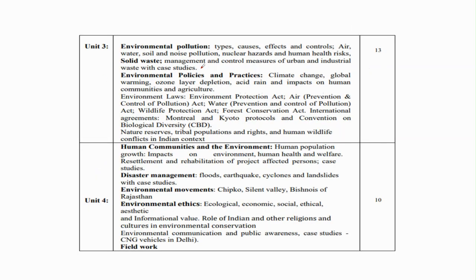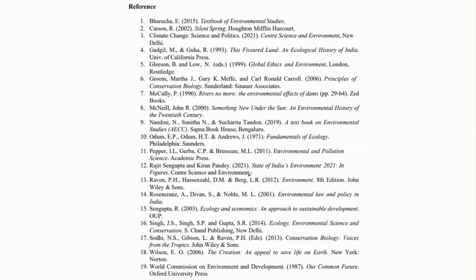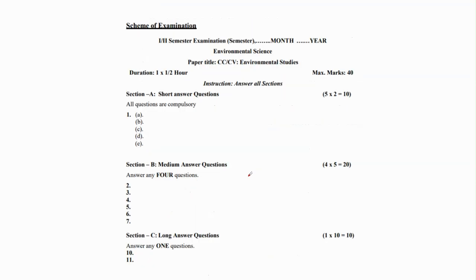These are the first 2 units, and then the third unit is environmental pollution. You will be learning about environmental policies and practices. Then unit 4 is human communities and environment: disaster management, environmental movements, environmental ethics, and fieldwork. Your internal marks will be 10 marks, and your exam paper will be 40 marks. These are the important books which you can refer to for studying environmental studies. The question pattern will be in this way, for 40 marks.